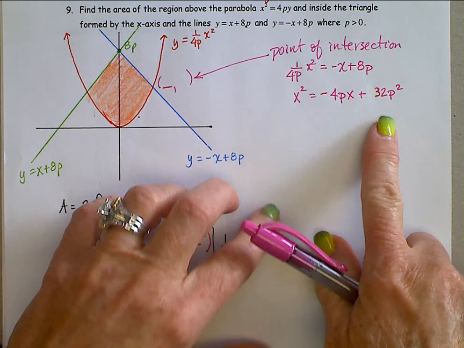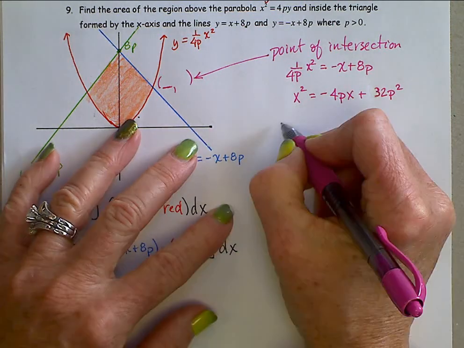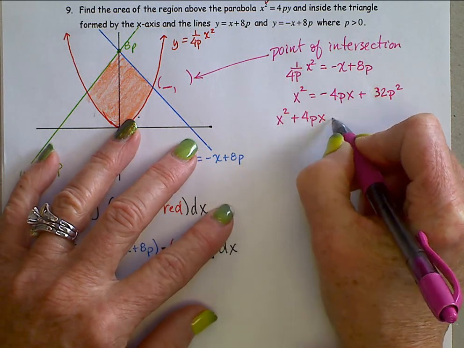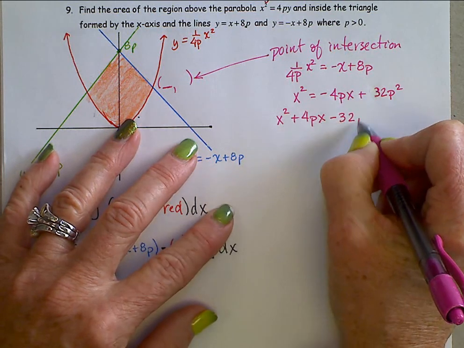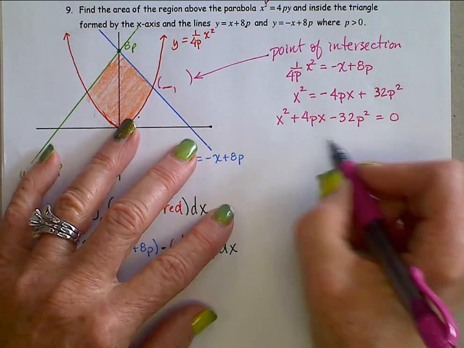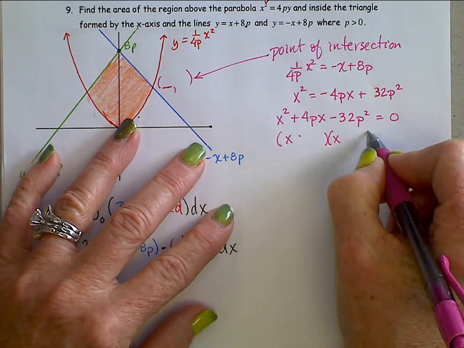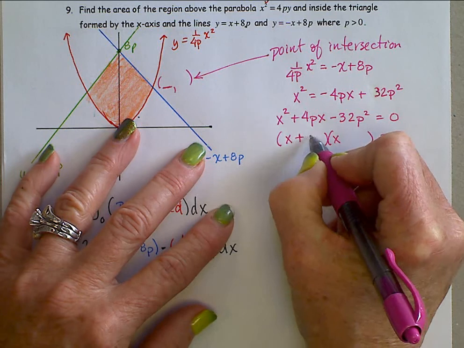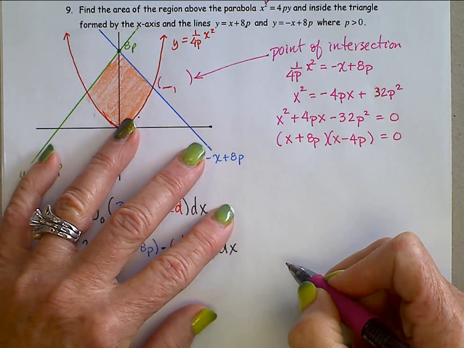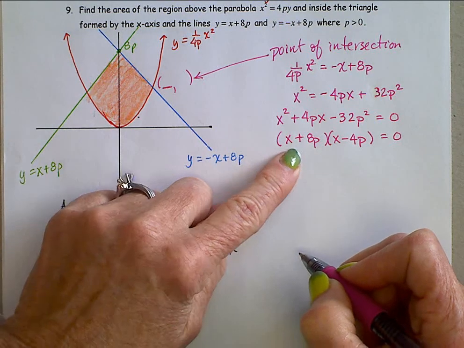Then we have quadratics here, so let's pull everything over to the left-hand side. That'll give us x squared plus 4px minus 32p squared equals 0. Factor. That'll factor into (x + 8p)(x - 4p). Remember when we set this up, we were looking to find the x coordinate, so we want x.